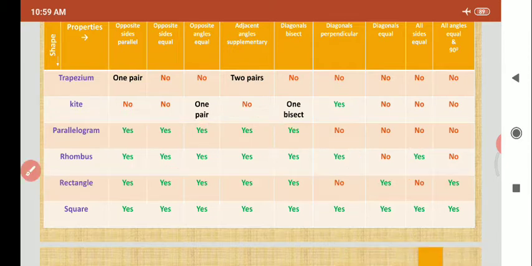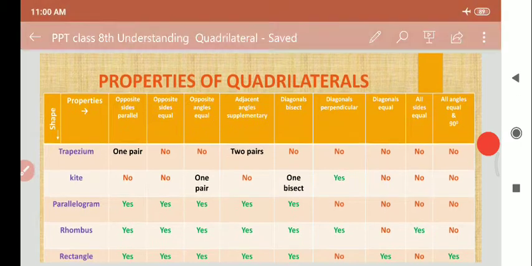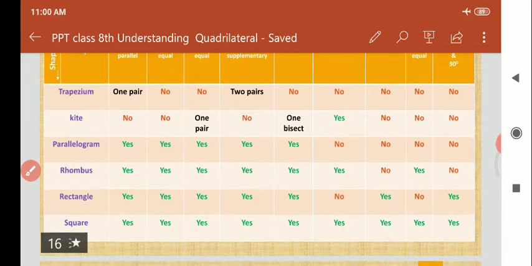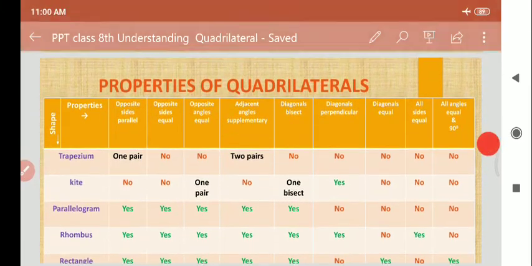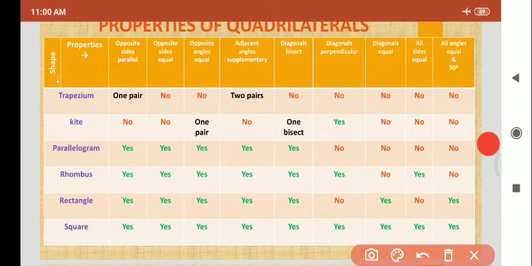Understand? Next we will check for a rectangle. Opposite sides are parallel. Yes. Now in a rectangle, opposite sides are parallel. Yes. In parallelogram also. Yes. Opposite sides are equal. Yes. In parallelogram also. In rectangle also.